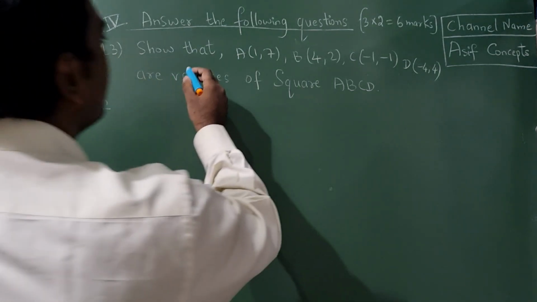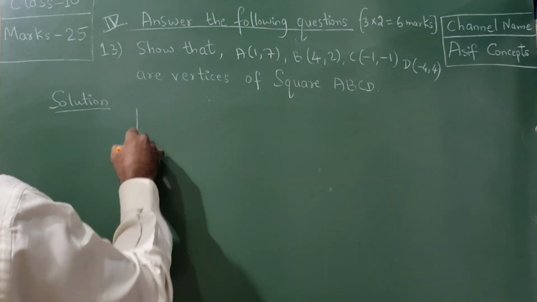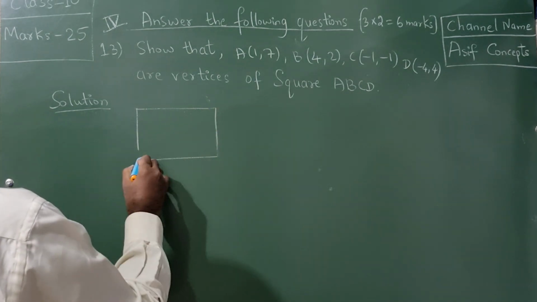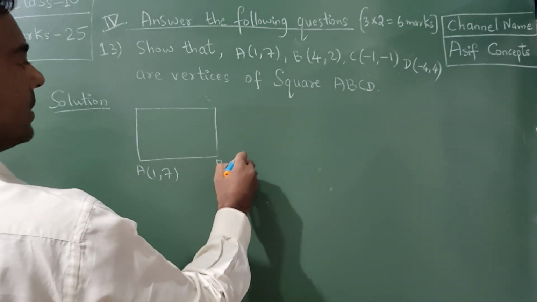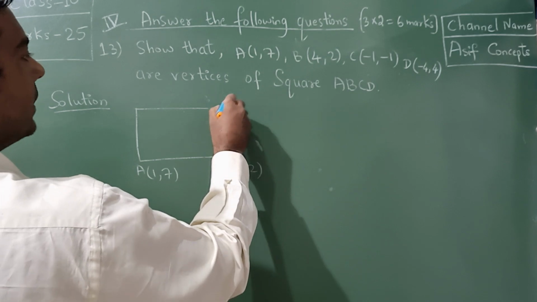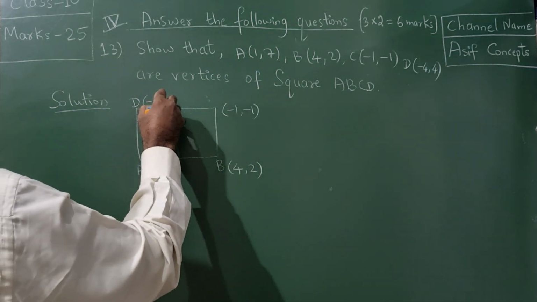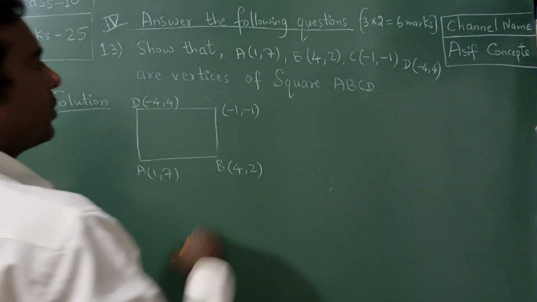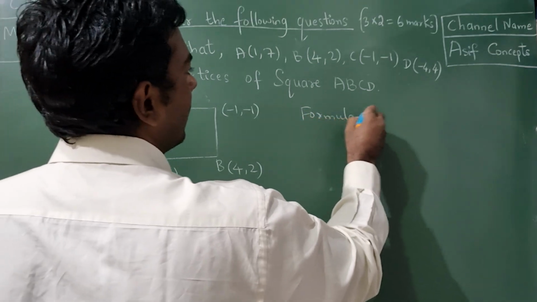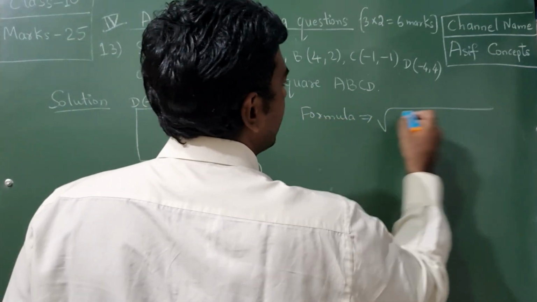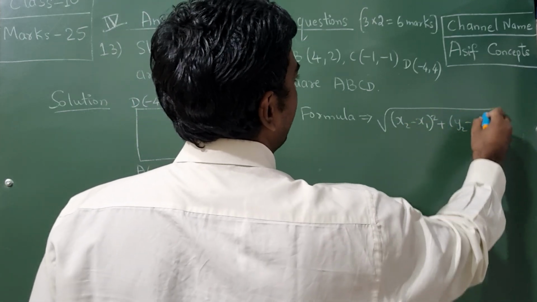Now the 13th question is: show that A, B, C, D are the vertices of a square. So first I'm going to draw a square. A is 1 comma 7. B is 4 comma 2. C is minus 1 comma minus 1. And D is minus 4 comma 4. To solve this, there is a distance formula. So I'm going to use this formula: square root of x2 minus x1 whole square plus y2 minus y1 whole square.